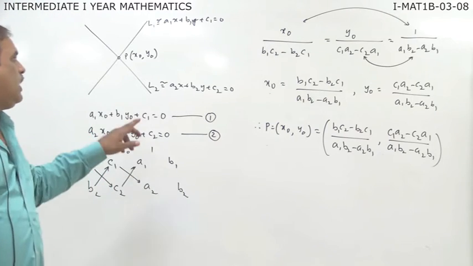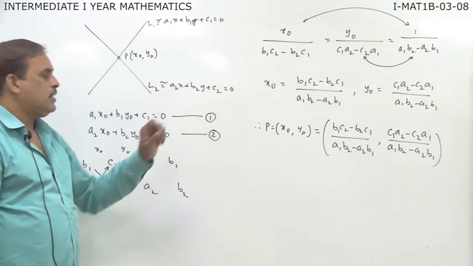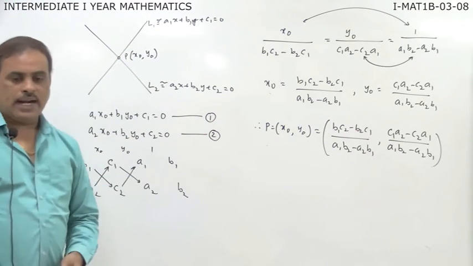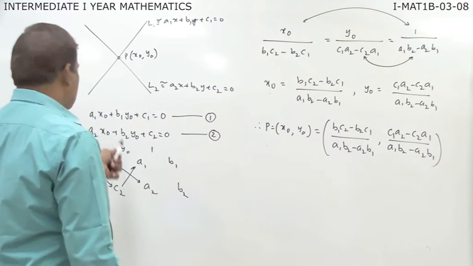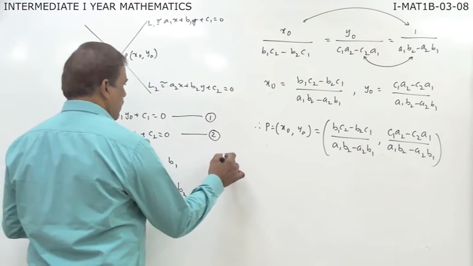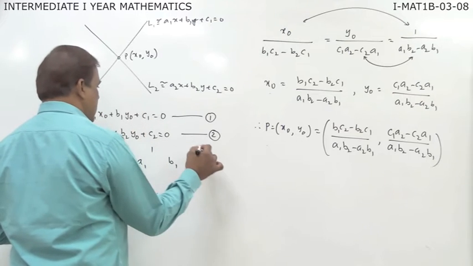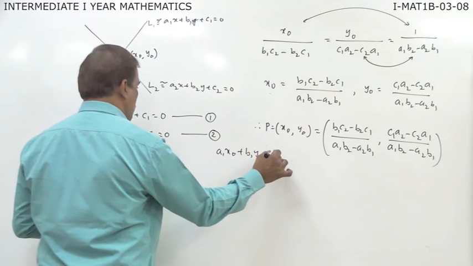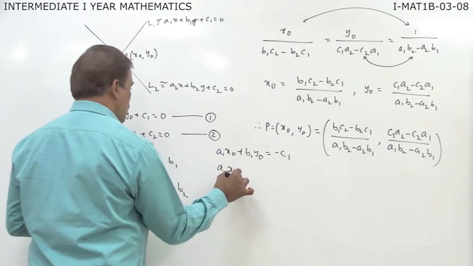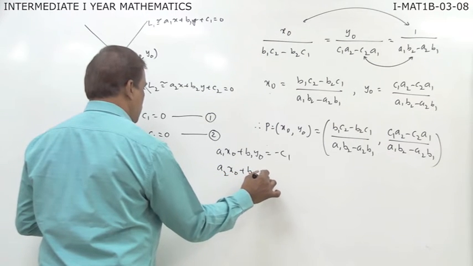This is how we found the point of intersection of two lines. Okay. Then we will see the condition for the concurrency of the lines. And even if you want, you can just simplify the equations in this manner. Okay. You can solve in the 10th standard method also. a1 x0 plus b1 y0 is equal to minus c1. a2 x0 plus b2 y0 is equal to minus c2.